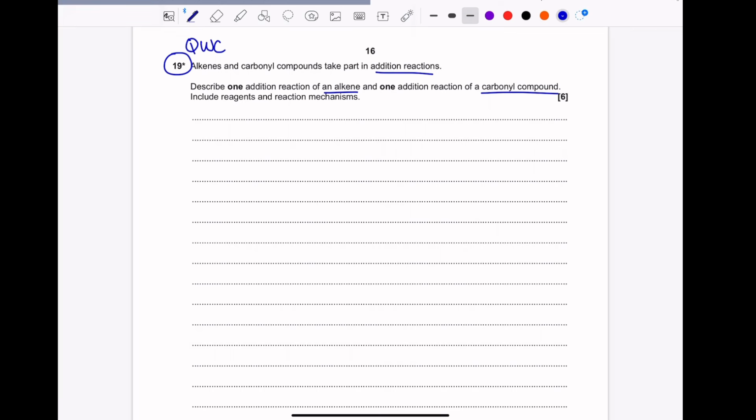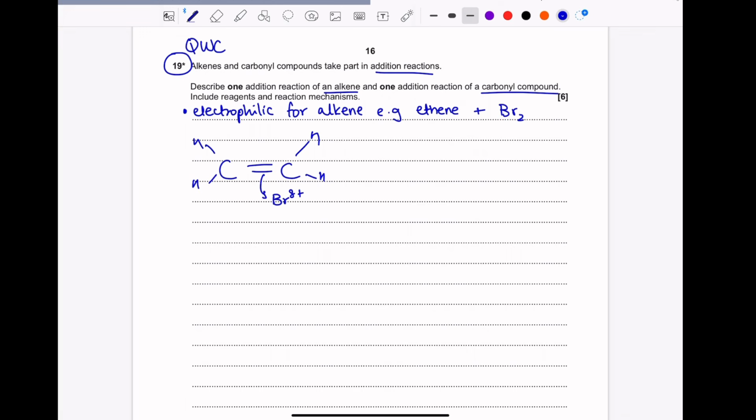So to answer the first half on the alkene, that would be electrophilic addition for alkene. And an example could be ethene, and let's go with bromine. So those are the two reagents. As for drawing out the mechanism, so here's ethene, and that double bond will polarize the bromine molecule. So the top bromine is delta positive, the bottom bromine is delta negative. And this bond breaks via heterolytic fission, which would be useful to annotate because it helps with the quality of written communication part. And that forms a carbocation intermediate.